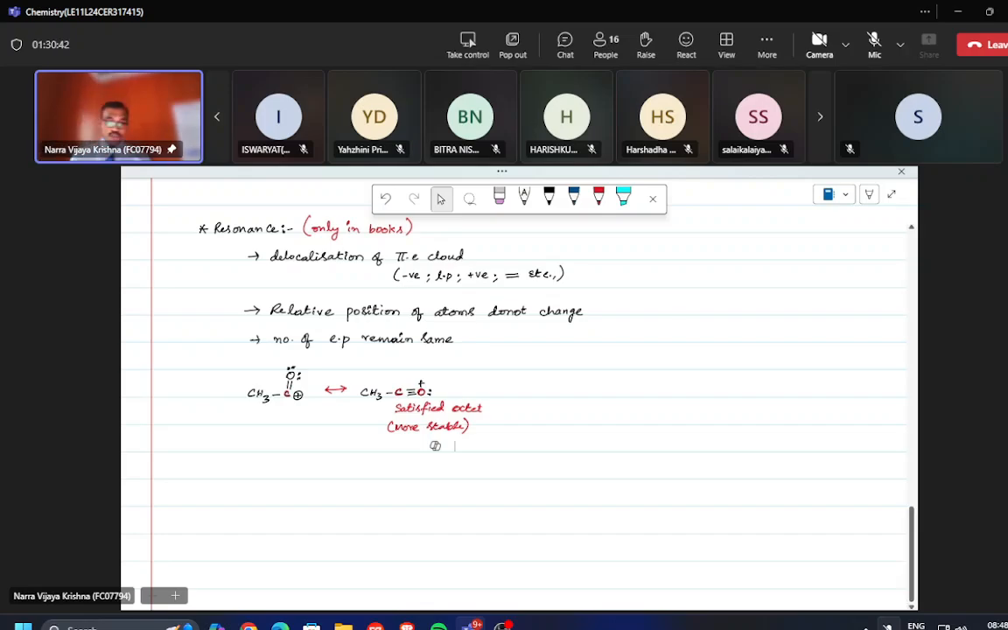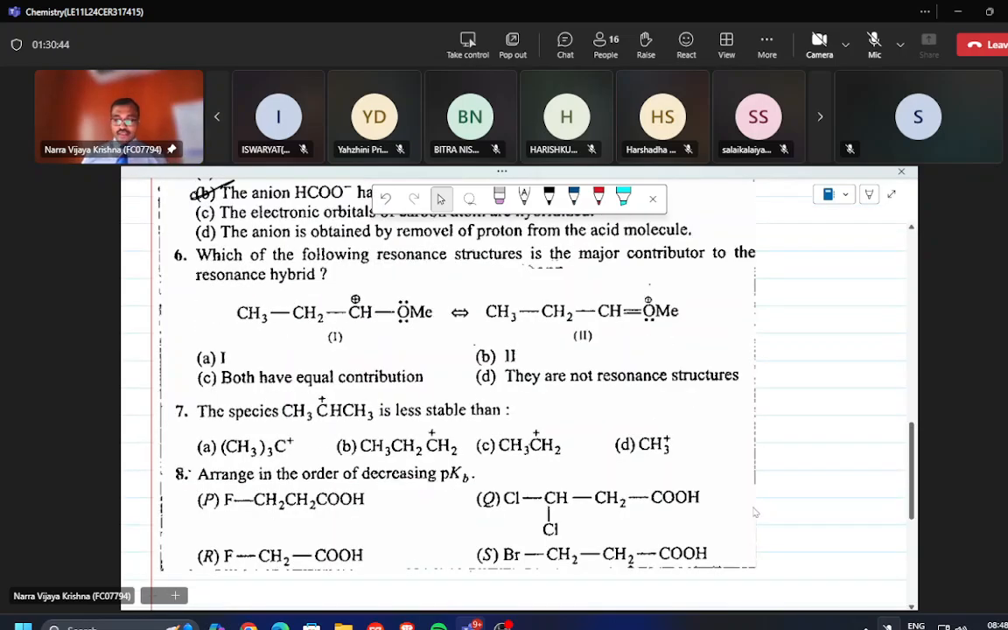Now come to this question. Which is more stable? Why? Satisfied octet. Okay, I will stop the discussion here.